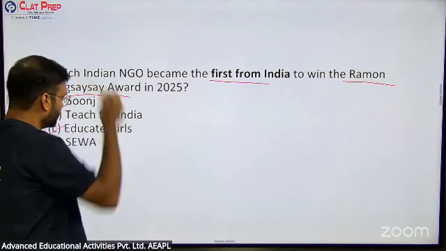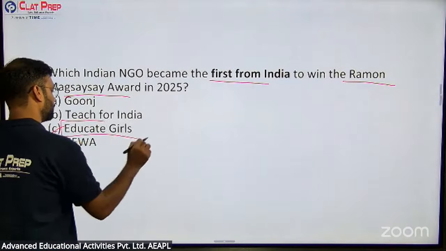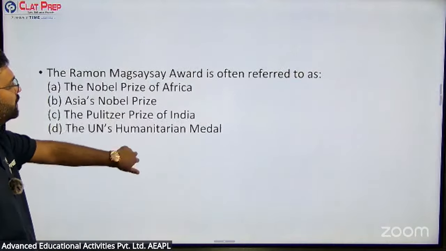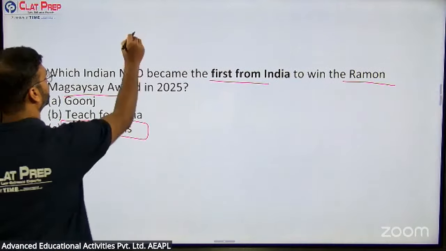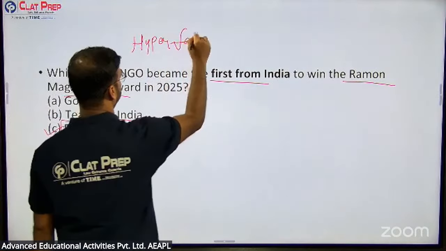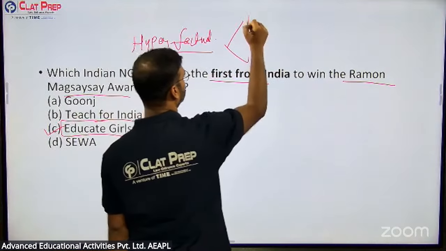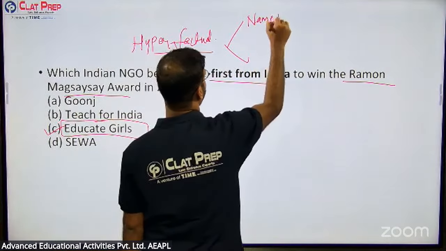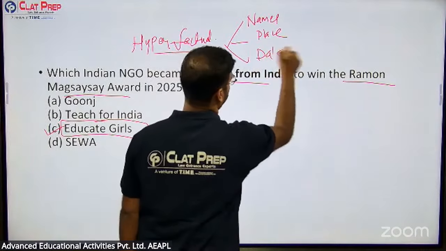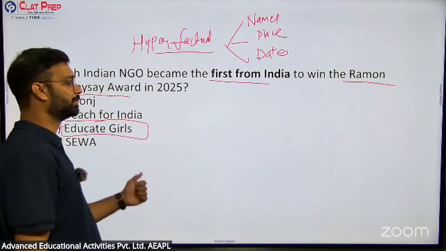Educate Girls is the NGO that has won the award. Educate Girls, right? Again, a hyperfactual question. There is no need of taking risk in this. What are hyperfactual questions? Basically, the questions which will ask you about names, place, and date. These are hyperfactual questions. These are the questions where you're not supposed to take risk.